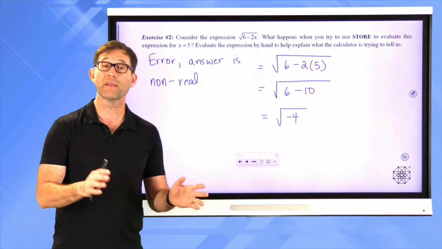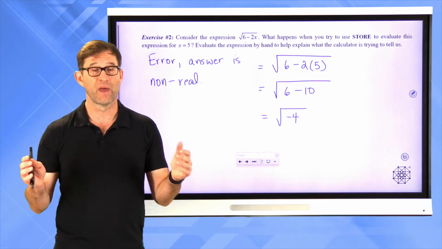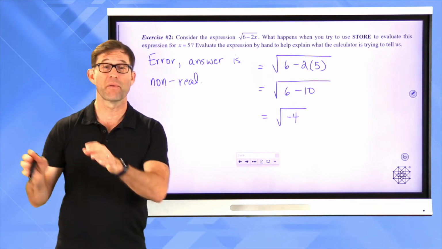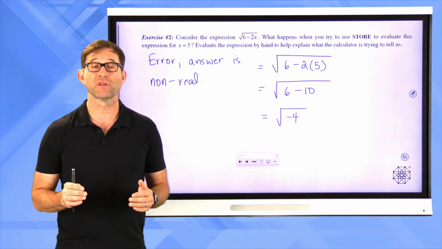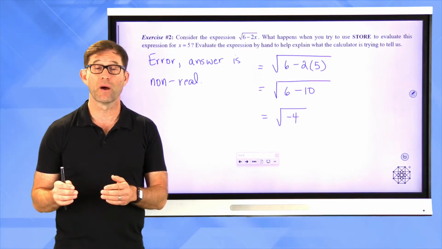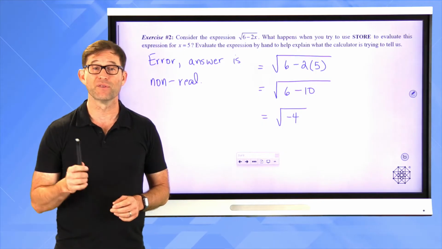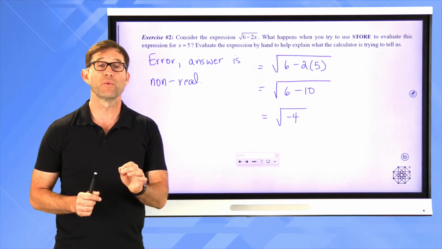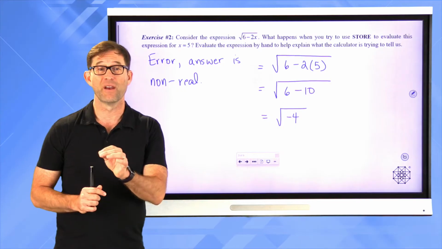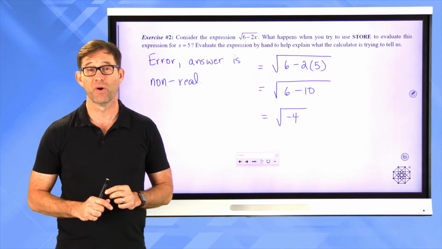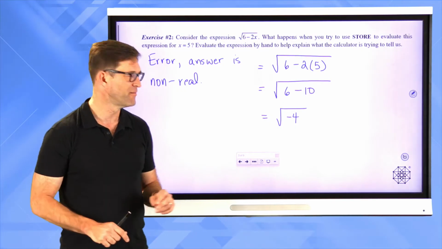Again, later on, and by later on, I mean like months from now, we're going to see how to actually evaluate the square root of a negative number. We can even have our calculators evaluate the square root of a negative number as long as we put it in imaginary number mode or complex number mode. But we'll get to that later on. Let's keep going.